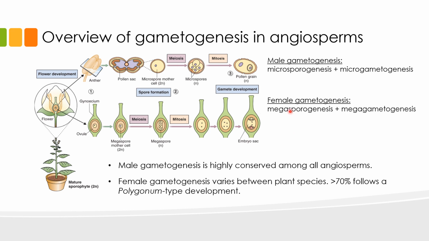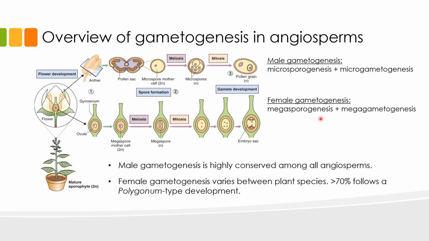Notice the use of micro to describe these two processes in the male gametophyte: microsporogenesis and microgametogenesis. In the female gametophyte, the prefix mega is used. We have here megasporogenesis and megagametogenesis. The use of these prefixes is in reference to the size of the male and female gametes. Sperm cells are 1,000 times smaller than the egg cell, hence the use of the prefix micro. Because egg cells are relatively way bigger than the sperm, the prefix mega is used.